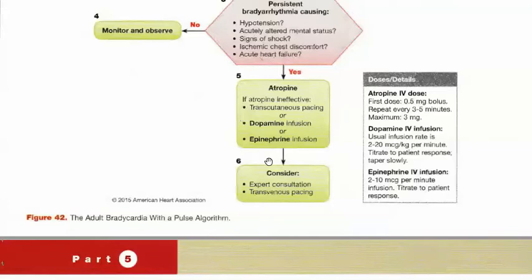Okay, and also bring transvenous pacing. Yeah, so the last step is expert consultation and the transvenous pacing. That's really very nice.